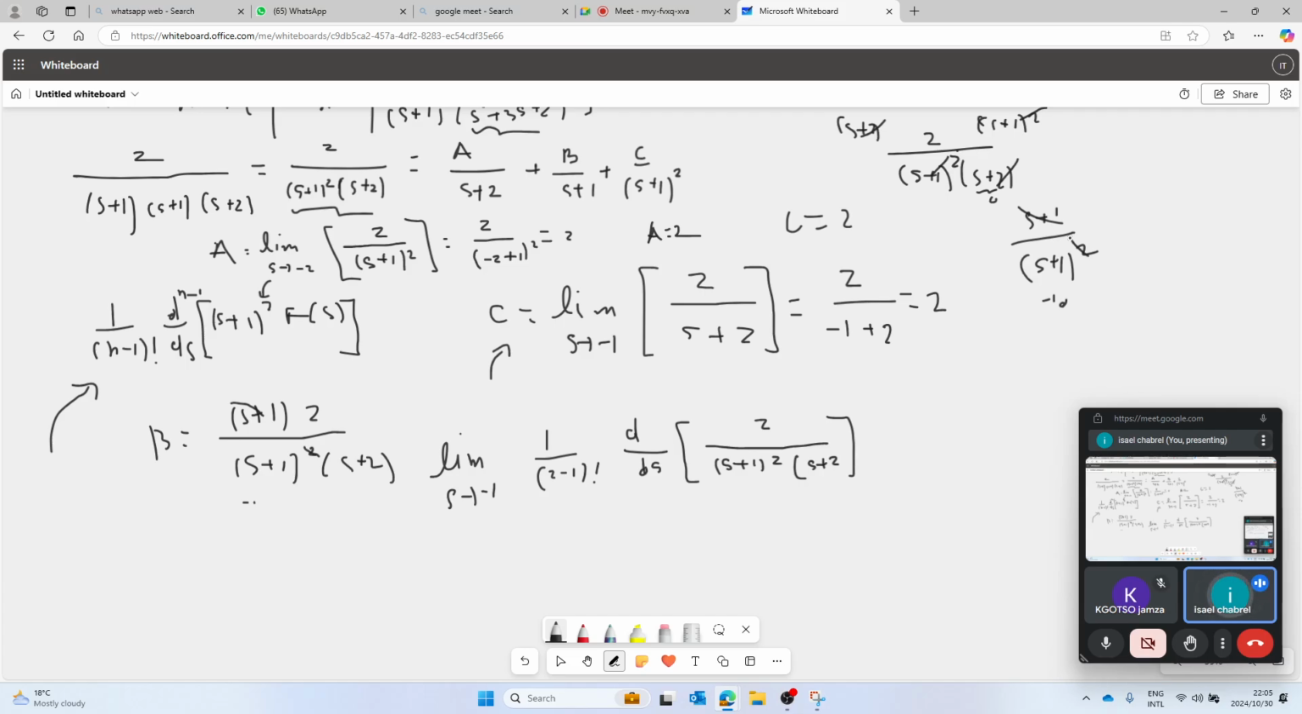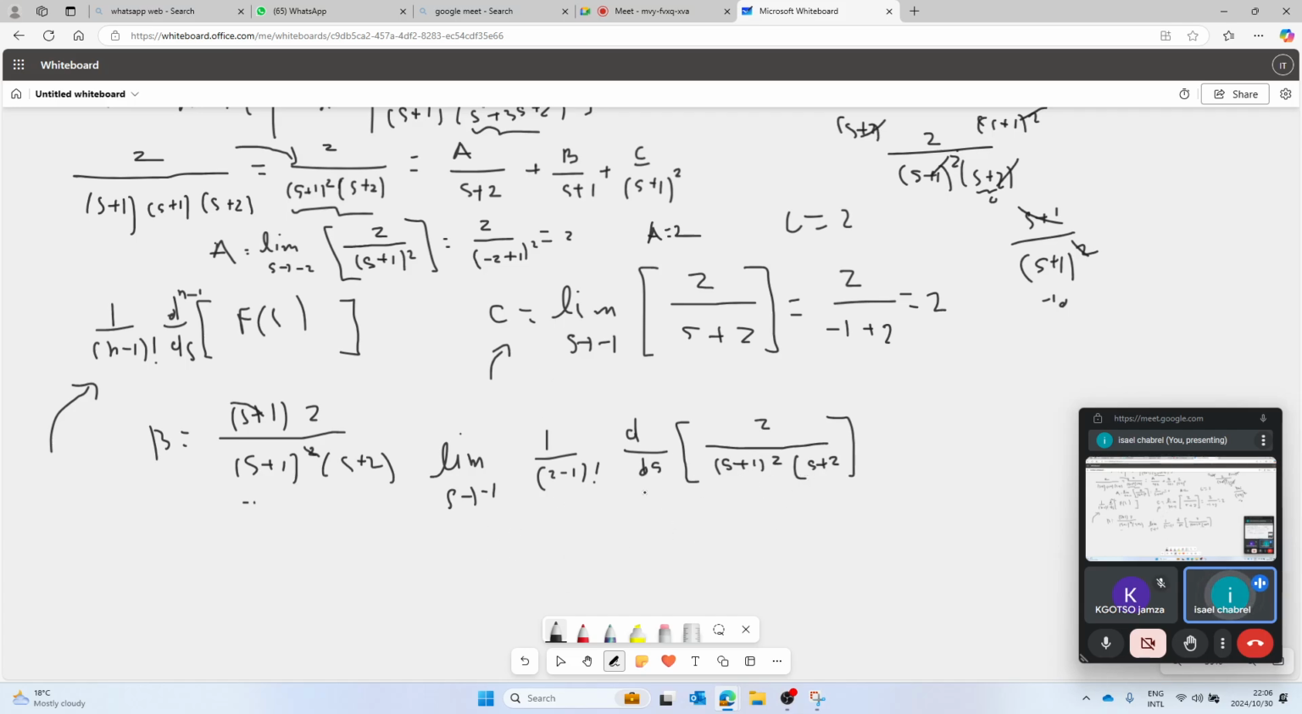Because of that, to solve for b, we are using this formula. And how does it work? It is 1 over n minus 1 factorial, d^(n-1) over ds^(n-1) of s plus 1 squared. I'm not sure if it is s plus 1 squared f of s or if it is simply f of s. It is simply f of s. What do they mean by f of s, Mr. Kotso? F of s is simply this whole fraction here. That's why you see I've copied it here.